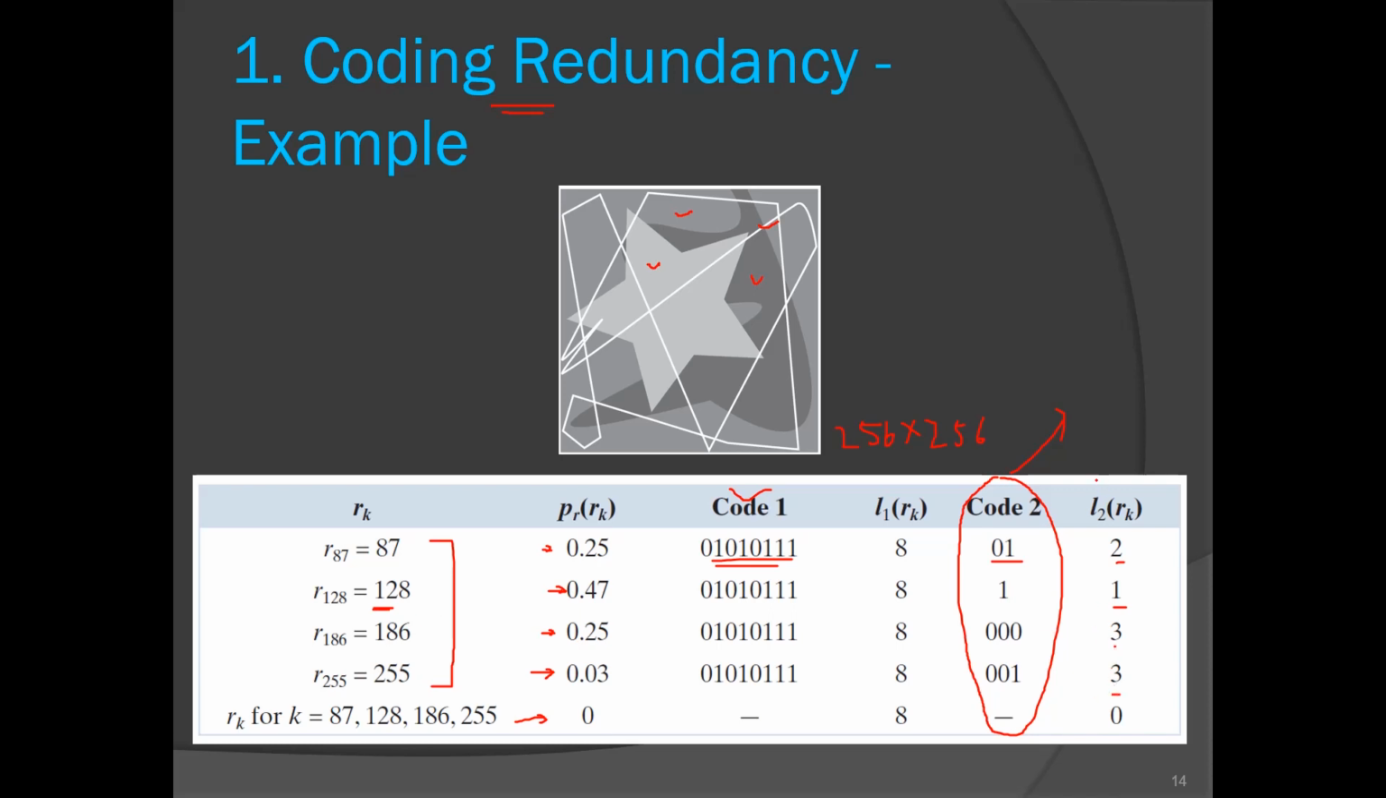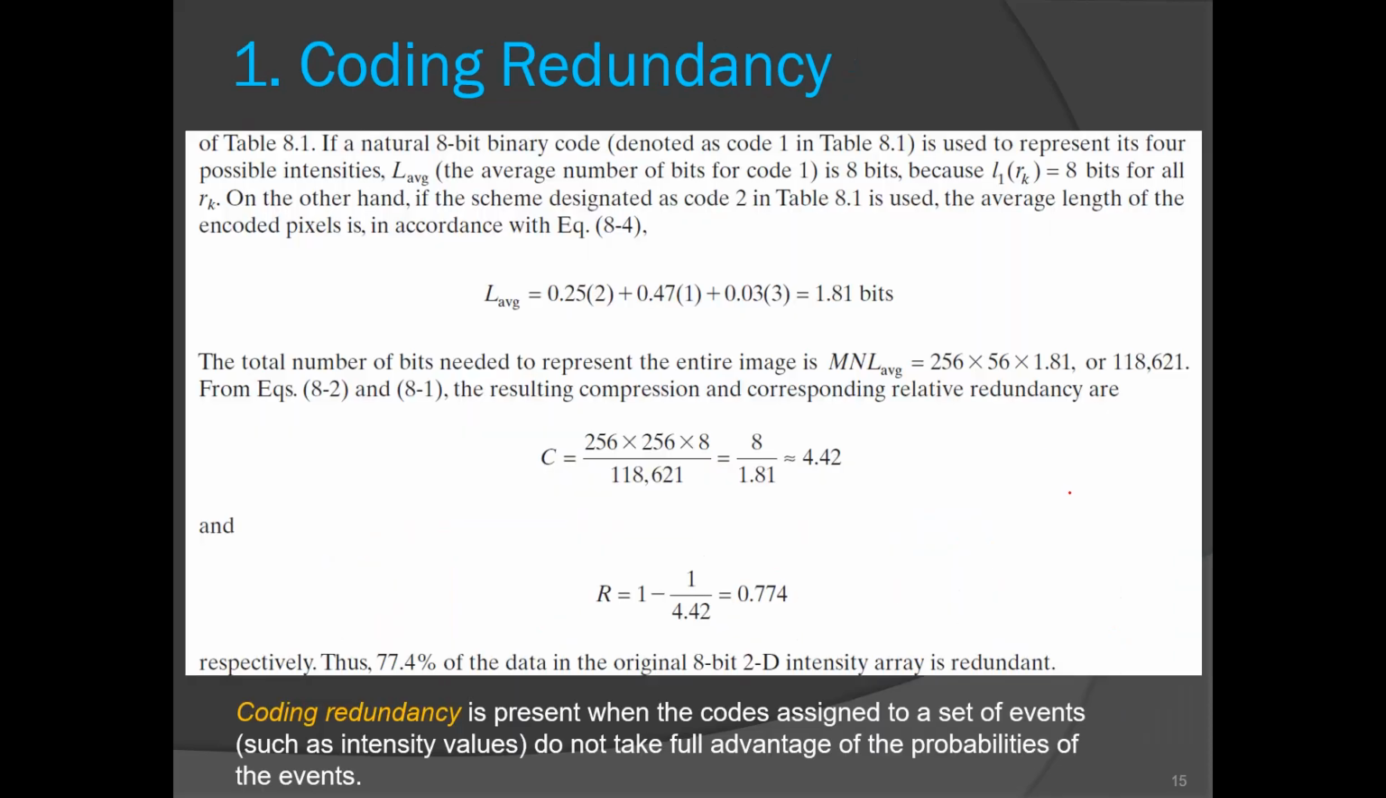Now let us calculate how many bits are required to represent the image using these codes. If a natural 8-bit binary code is used to represent the 4 possible intensities, then L average will be 8 bits, right? Obviously, every pixel is represented by 8 bits. L average for code 1 will be 8, because it is 8 bits for all rk.